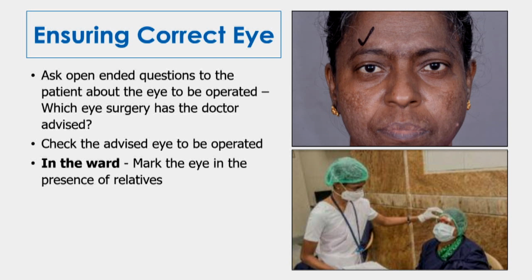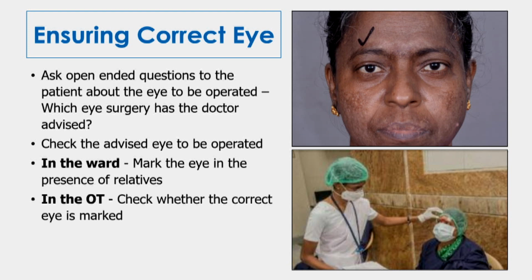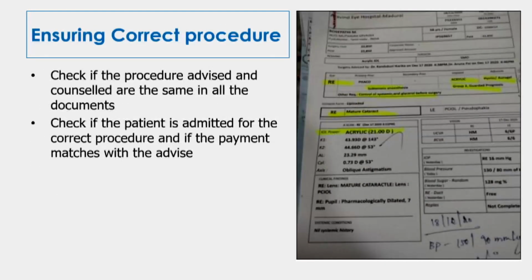And in the ward, somebody has to mark this particular eye. After going through these questions, mark the eye which has to be operated. It's important, and it should be done in the presence of the relatives. And in the OT, check whether the correct eye is marked. Here again, normally we don't encourage asking the same question. But here they have to see whether what is in the case record and what is marked is the same, which is very important.